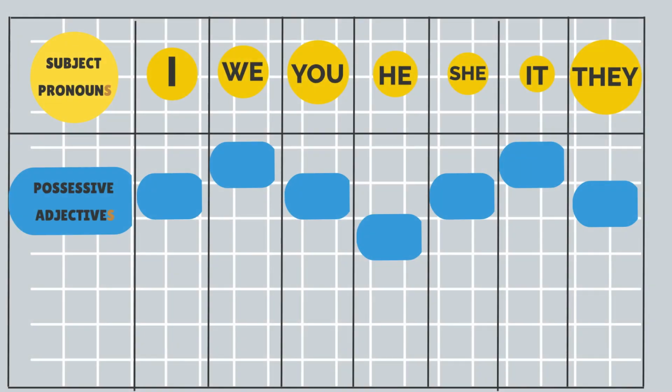Possessive adjectives, in English, correspond to subject pronouns. The possessive adjectives are my, our, your, his, her, its, their.